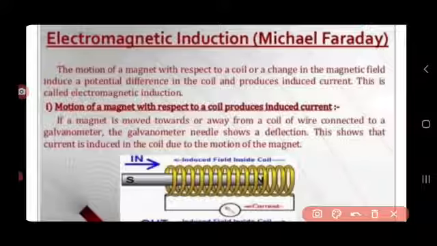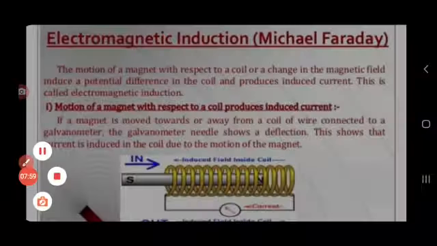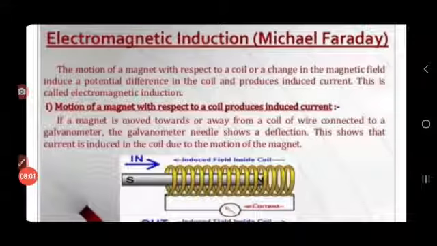So whenever there is a relative motion between the coil and magnet, a current is induced in the coil, and this current is called induced current, and the phenomenon of producing induced current is called electromagnetic induction.